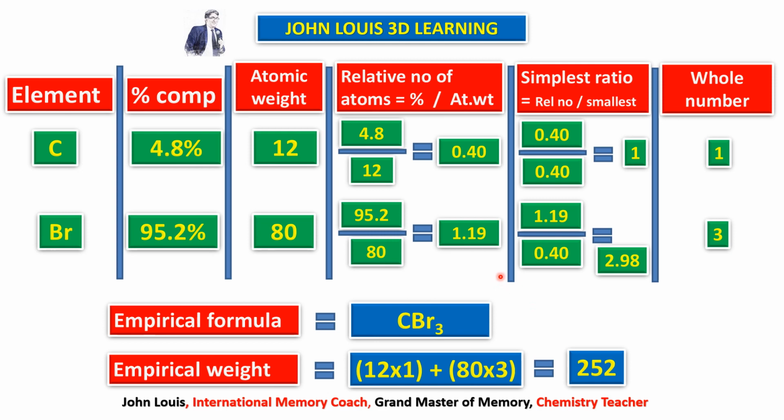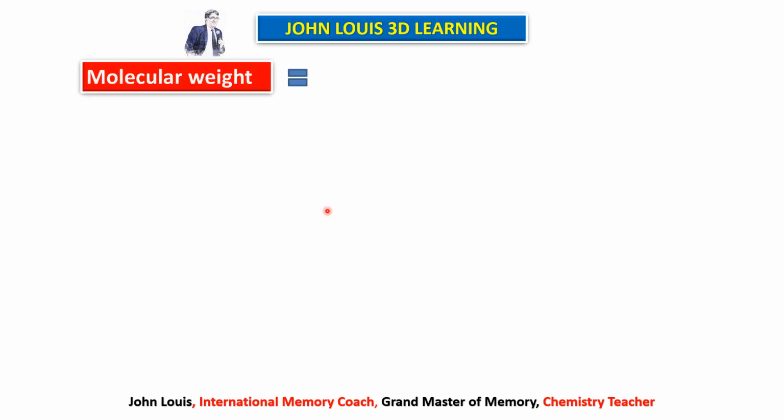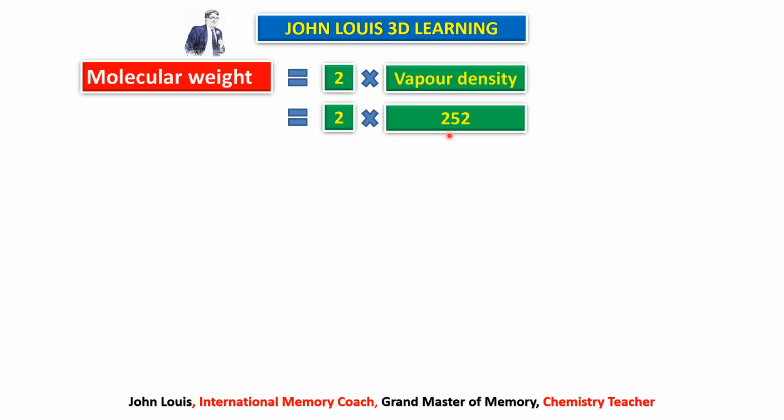But in the sum, what is given? Let's see that. So molecular weight is equal to 2 into vapor density. Vapor density is given there. So what is the vapor density given? Vapor density is given as 252. Therefore its molecular weight will be 504.